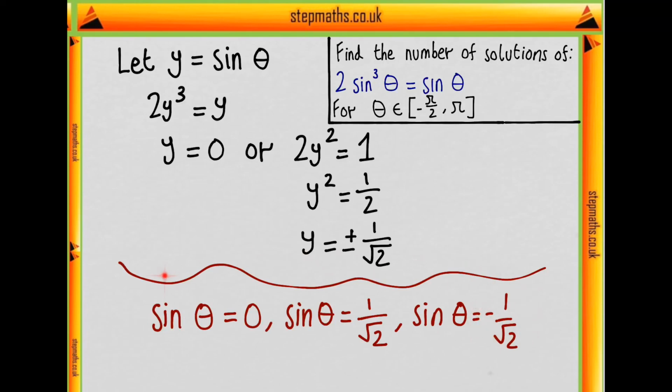Now none of these can we instantly reject, because all of these values are between minus 1 and 1. And so we know the sine curve definitely attains these values. So we've got to look at each one of them individually.